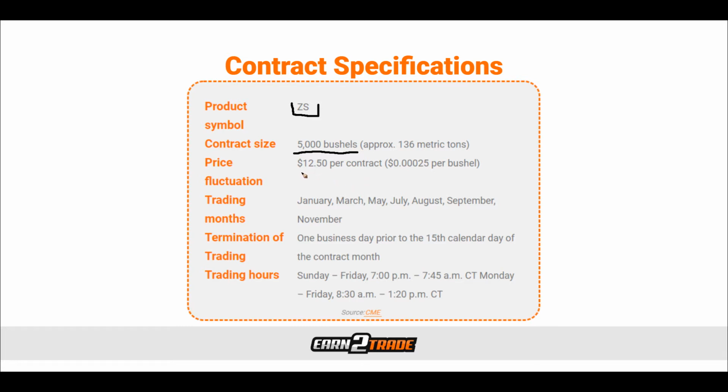The price fluctuation will be $12.50 per contract, and our trading months are January, March, May, July, August, September, and November. As far as the termination of trading, that will occur 1 business day prior to the 15th calendar day of the contract month. And then as far as trading hours, we've got them down here as Sunday to Friday, 7 p.m. to 7:45 a.m. Central Time. And then we also have Monday to Friday, 8:30 a.m. to 1:20 p.m. Central Time.